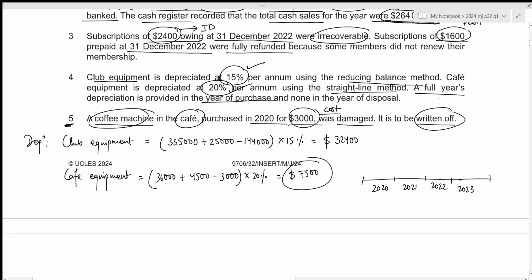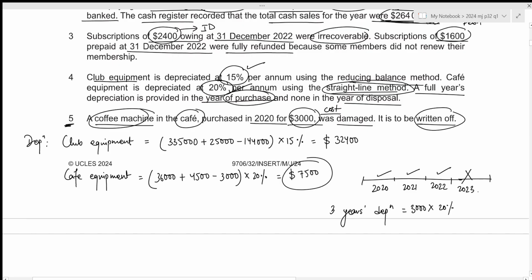And according to our policy, a full year's depreciation is provided in the year of purchase, none in the year of disposal. So we do not need to calculate any depreciation for the current year. We only need to calculate the depreciation for these 3 years. Since the cafe equipment is depreciated based on a straight line method, we can just calculate it at once. So we can start with the cost of 3,000 multiplied by the rate of depreciation 20%.